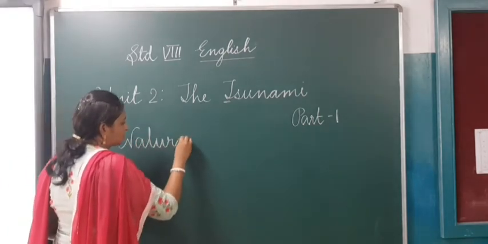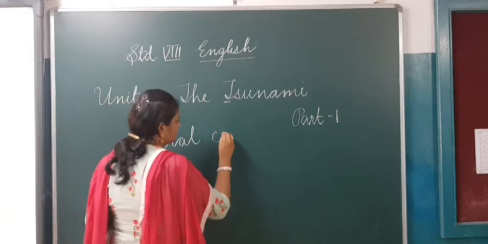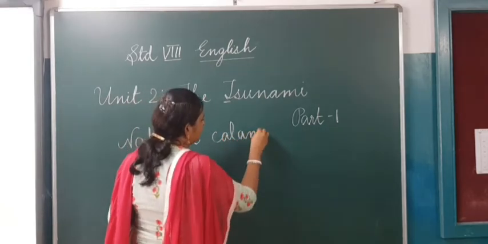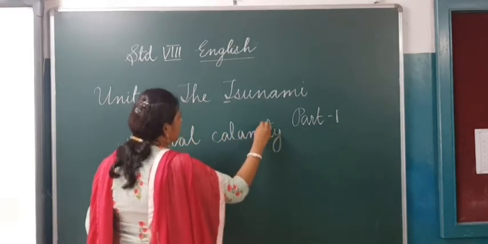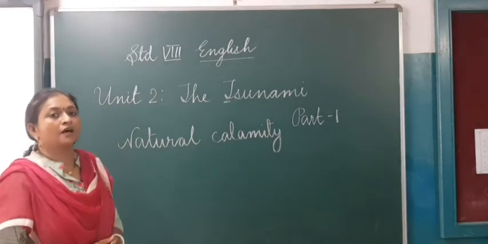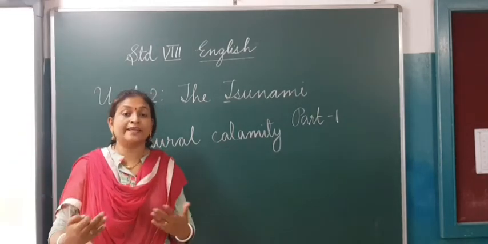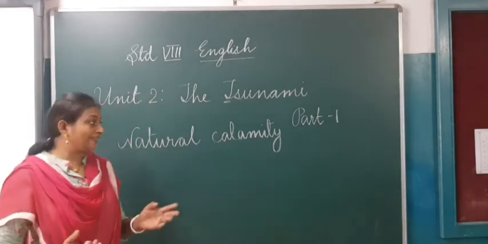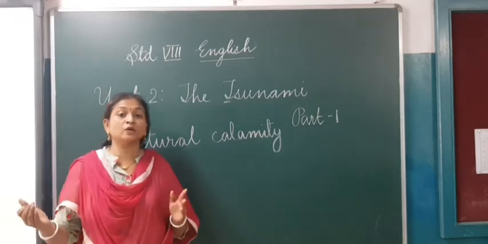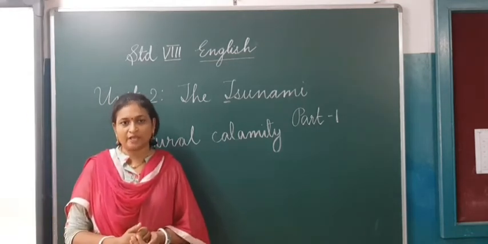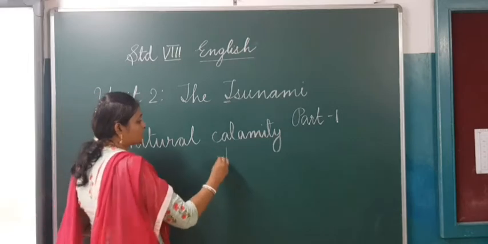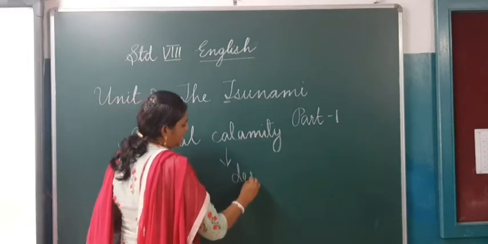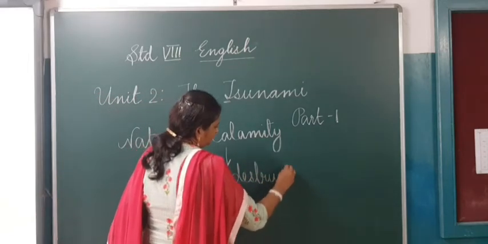You know what is natural calamity? I'm sure you know what is the meaning of natural. Natural means which occurs naturally. There is no human involvement in that. And calamity is equal to destruction. Okay, so natural calamity always causes destruction.